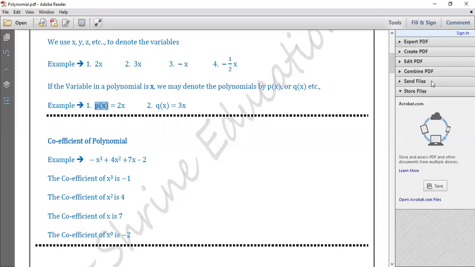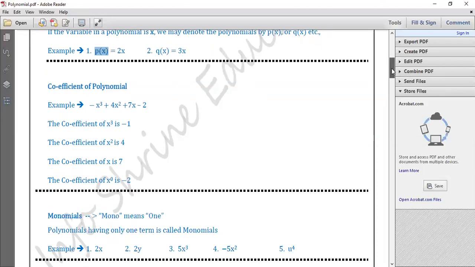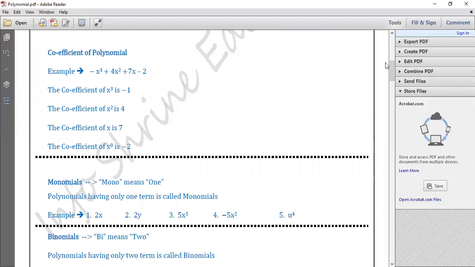Okay, and the third one. Now we are going to see the next one, the coefficient of a polynomial. What is meant by coefficient of a polynomial? It is nothing but the value attached to the variable. What is the value of the variable? The example I have given here: minus x cube plus 4x square plus 7x minus 2.